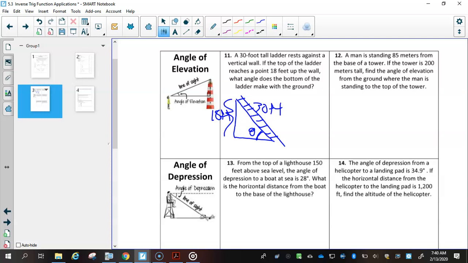What trig function would I use to find this? Sine. Opposite over hypotenuse. Because we're looking for theta, you could skip writing this step and go straight into the inverse: sine inverse of 18 over 30 equals theta. And then again, your calculator needs to be in degrees when you do that.